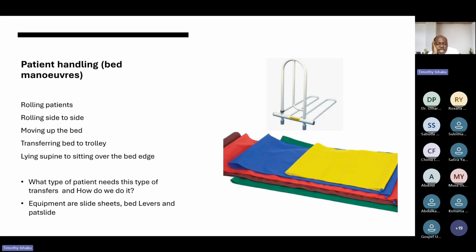If it is a one-person lift, you can rock your legs and use one hand across the upper part, the pectoral girdle, and the other hand across the pelvic girdle, and roll with the patient helping you, rolling towards you. If it's a two-person lift, the person on the opposite side can help push while you roll the patient towards you. That reduces the amount of effort you use to pull the patient or strain the patient.